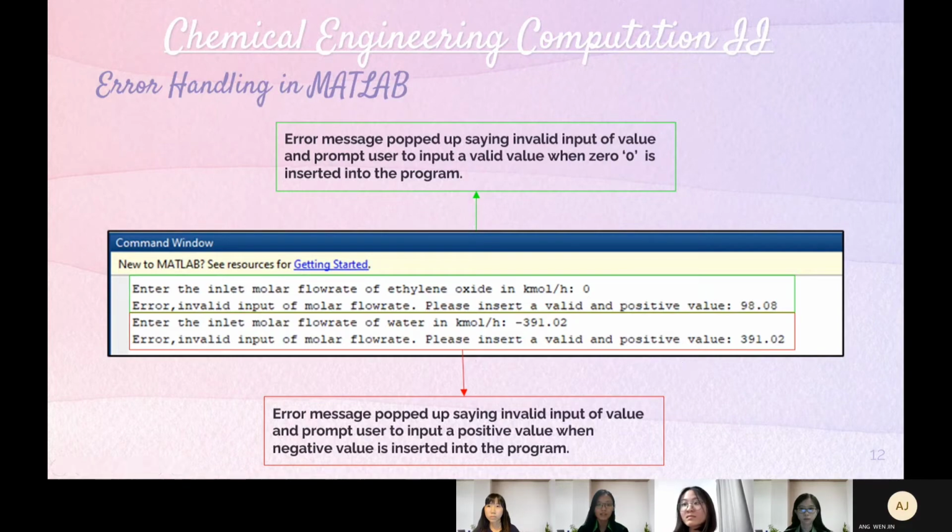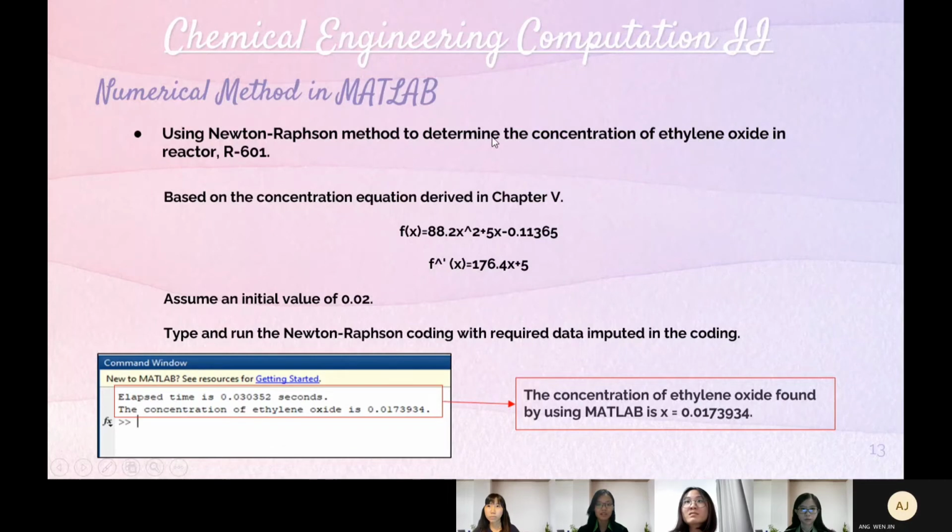Lastly, for numerical method, we use Newton-Raphson method to determine the concentration of ethylene oxide in reactor. The equation we use is derived from the reaction part of our project. An initial value of 0.02 is assumed. Then the Newton-Raphson coding is run with required data inputted. The concentration of ethylene oxide is obtained. The value obtained by using numerical method is the same as the value obtained from using normal MATLAB coding. Hence, we are able to conclude that Newton-Raphson method can be used to obtain the concentration of each component as it is faster and simplified.